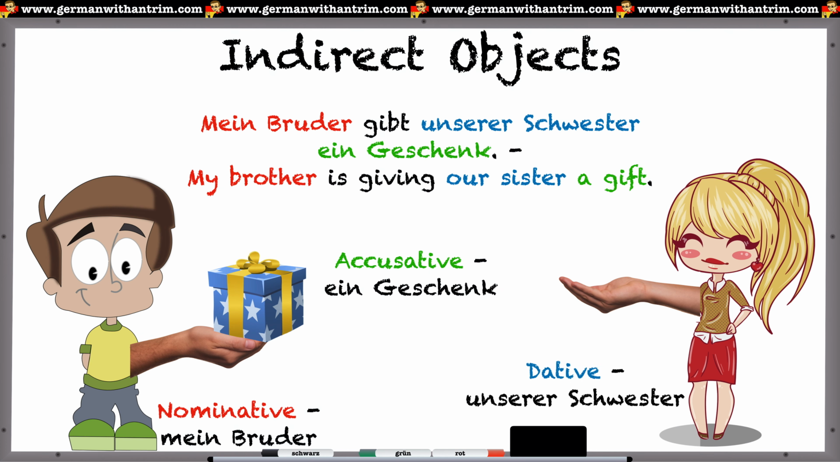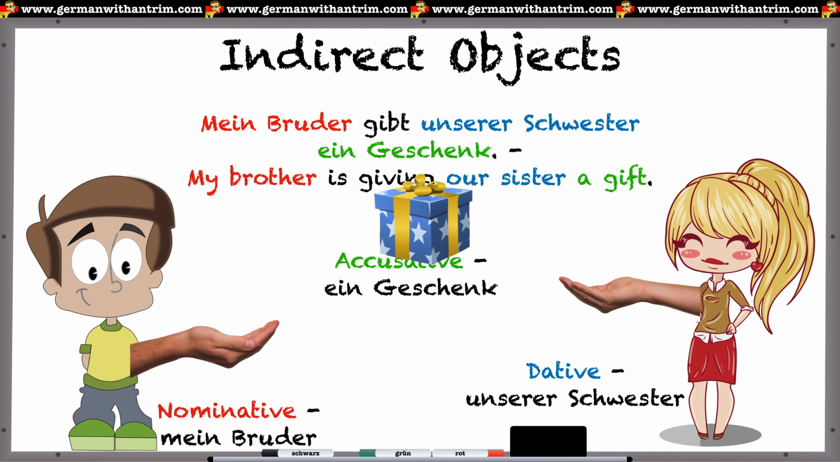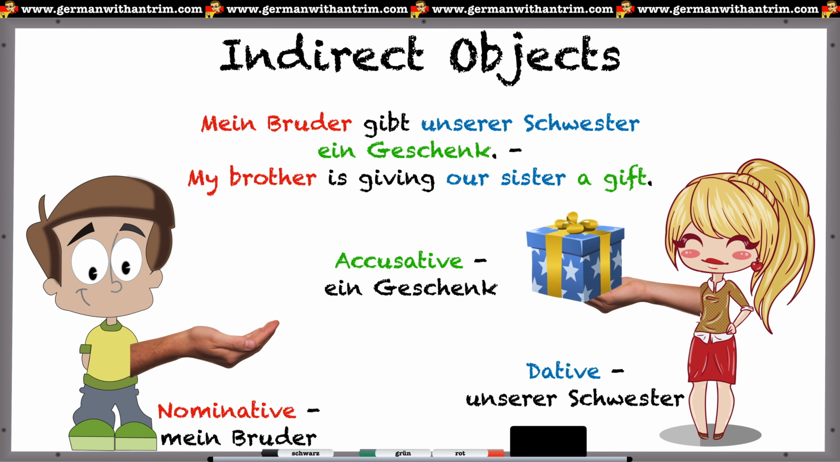Our sister in this sentence is the one being given something. She is receiving the gift. That makes her the indirect object, and in German this is indicated with the dative case. We can readily tell that she is in the dative case in this sentence because the possessive adjective unser in front of Schwester shows the dative case with the letters er at the end.